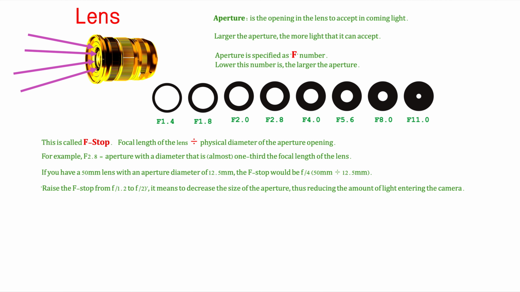When you hear something like raise the f-stop from 1.2 to 2, it means decrease the size of the aperture, thus reducing the amount of light entering the camera. If you hear something like lower the f-stop, it means increase the aperture to allow more light.